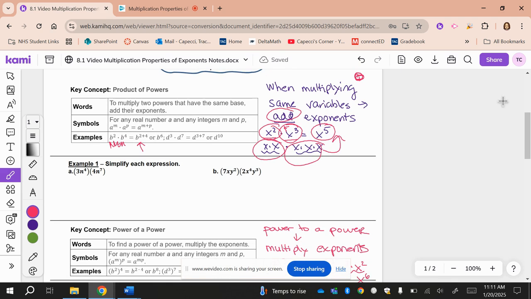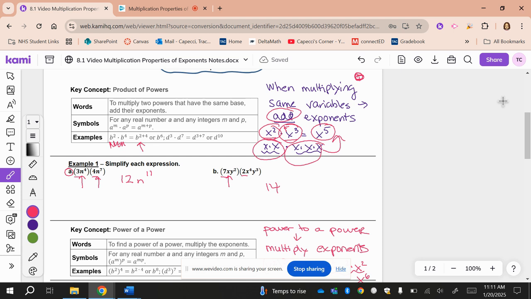So the first thing we're going to do in letter A is multiply the numbers. That stays the same. 3 times 4 gives me 12. And then n to the 4th times n to the 7th, when I add those, I get 11. The next example, I have 2 times 7, which gives me 14.